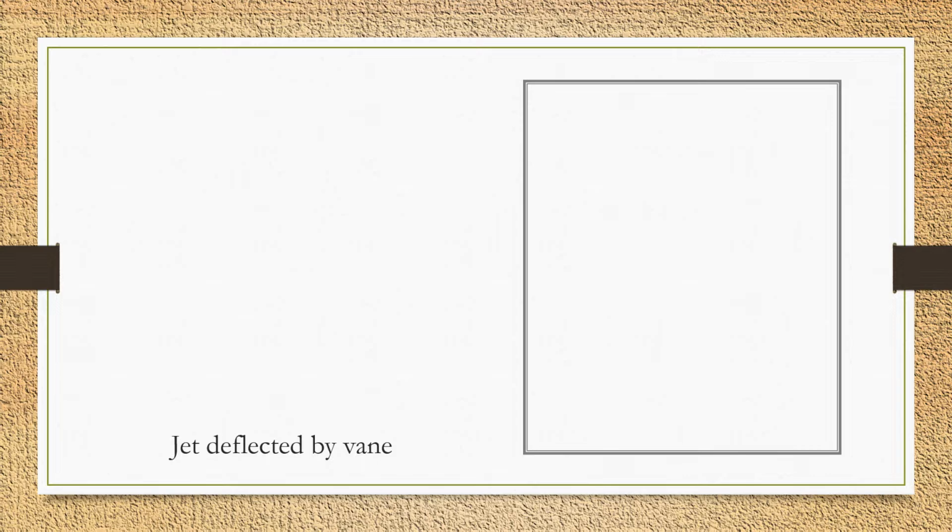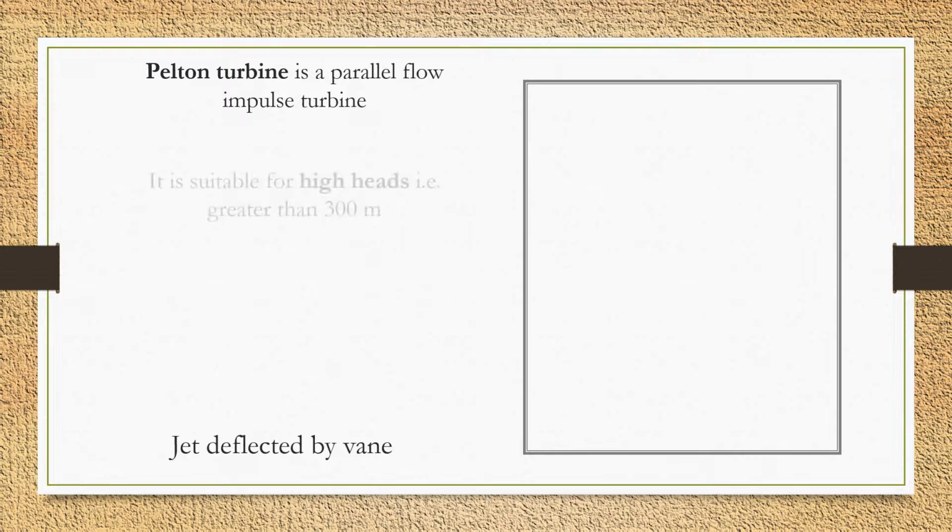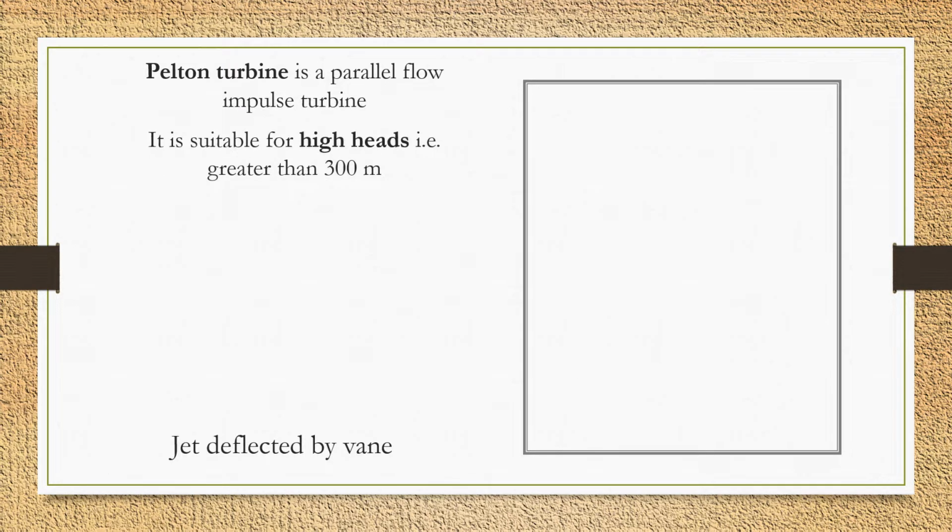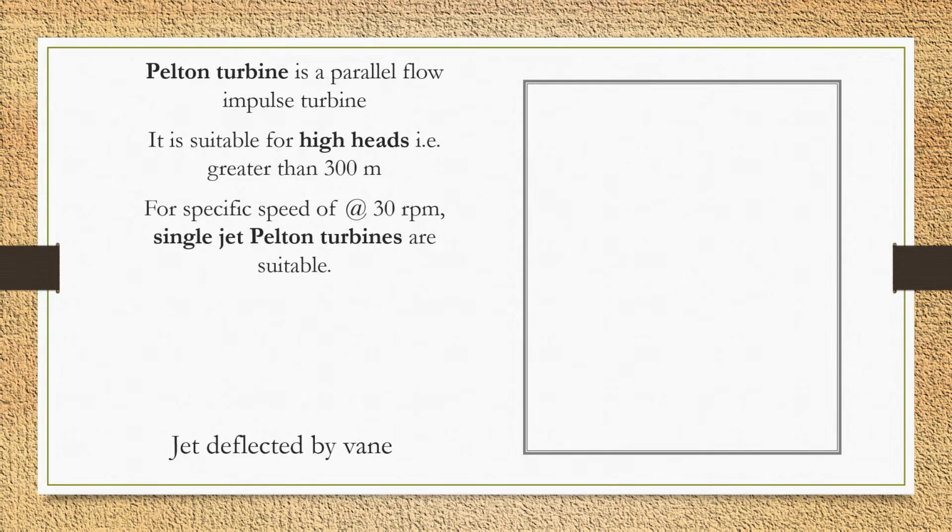Now let us see what the Pelton turbine is. The Pelton turbine is a parallel flow impulse turbine. It is suitable for high heads, that is greater than 300 meters. For a specific speed of about 30 rpm, single jet Pelton turbines are suitable.